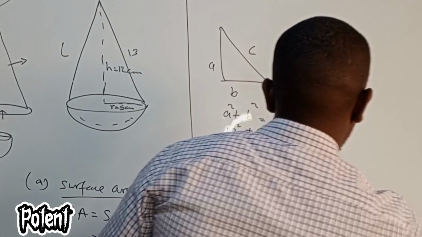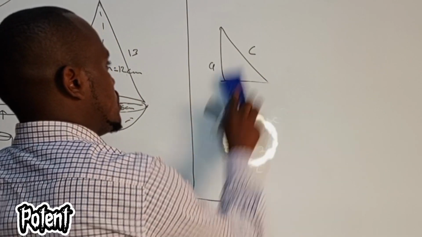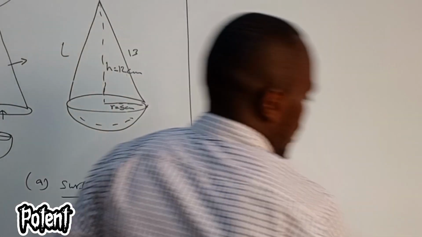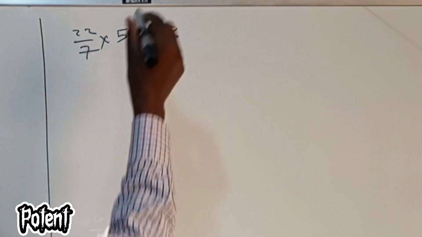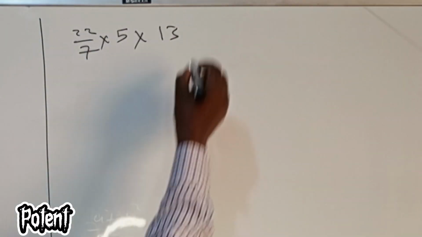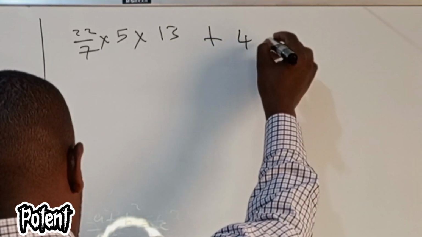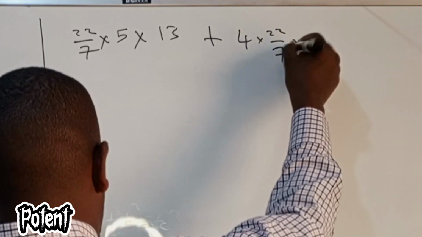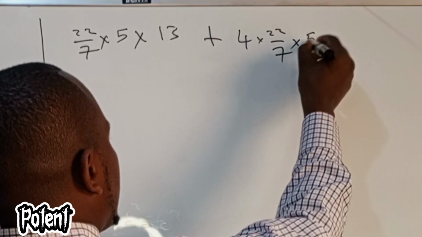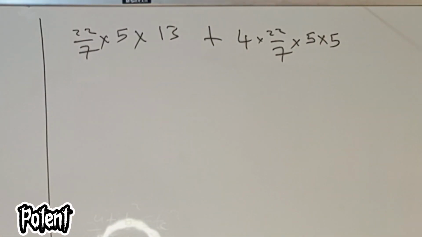Now, you are not supposed to delete this from your work. I'm just deleting because I have little space. So this is 13. Pi rl plus 4 times 22 over 7 times r, 5 times 5. I have a 5 squared. Okay? Yes, we can solve this.